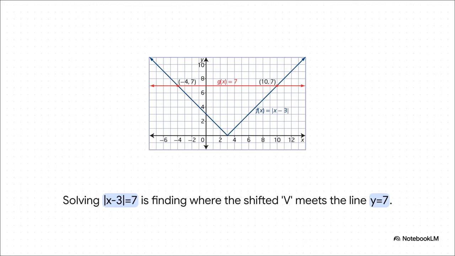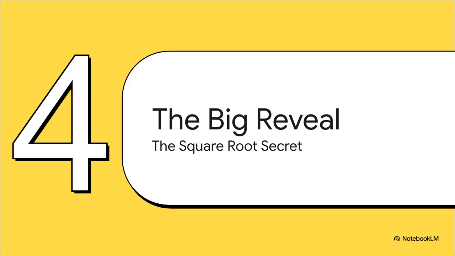And this brings us full circle. This is why understanding the graph is so powerful. When you need to solve an equation like this one, it's really just asking, where does my shifted V shape cross the line y equals 7? And again, you can literally see the two solutions. Okay, so we've busted the 3 biggest myths, but I've saved the most interesting, most mind-bending part for last.